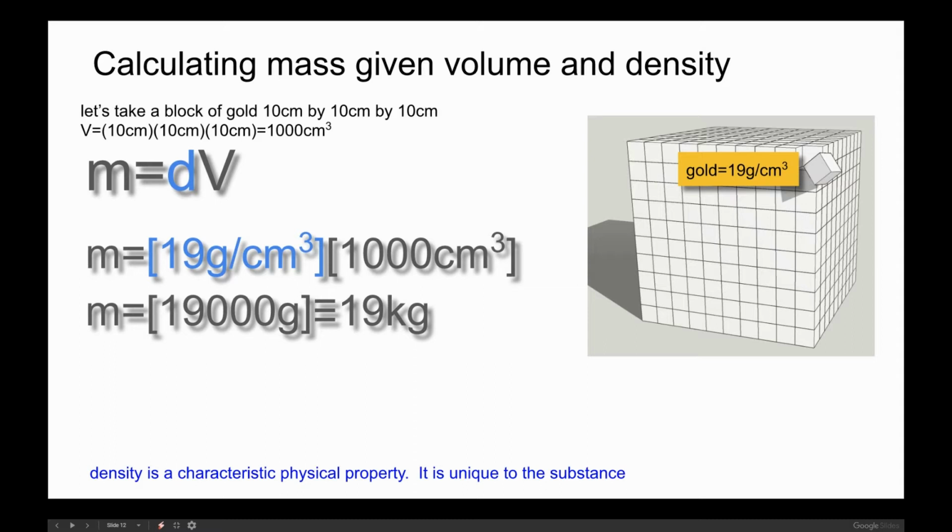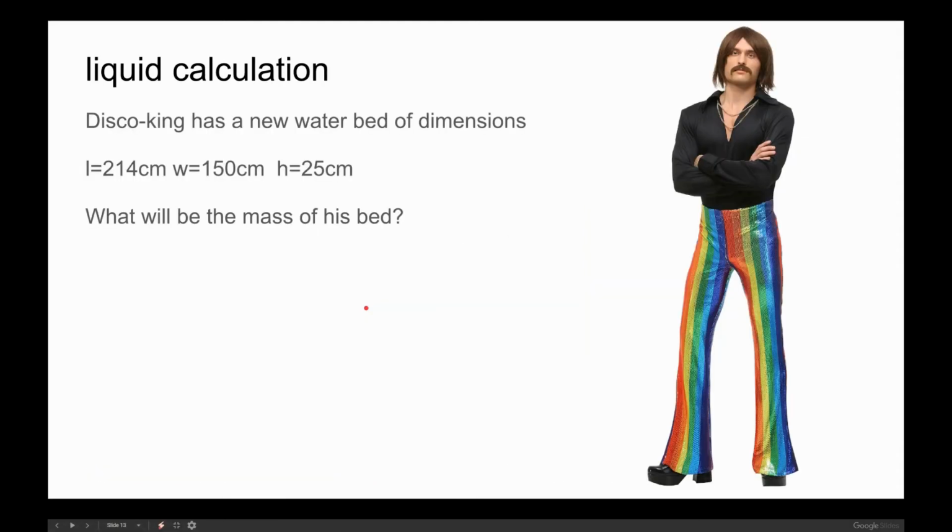Let's turn our example to a liquid and see what we'd get there. Hey there, everybody. This is the Disco King. I just got myself a new funky waterbed. Oh, yeah. It's 214 centimeters long, 150 centimeters wide, and 25 centimeters deep. How much is my bed gonna weigh?